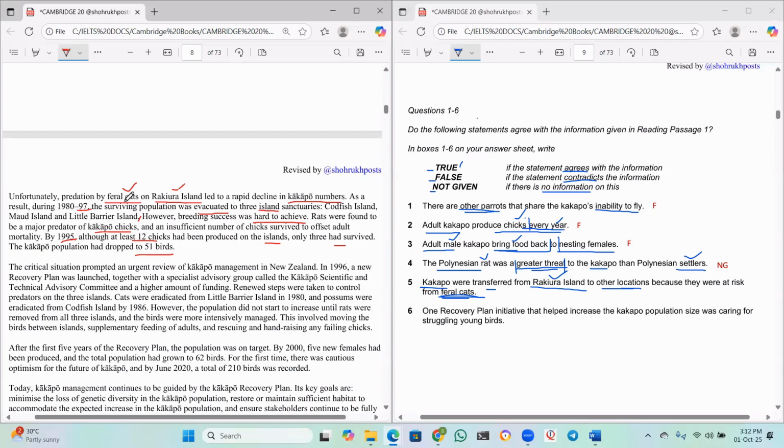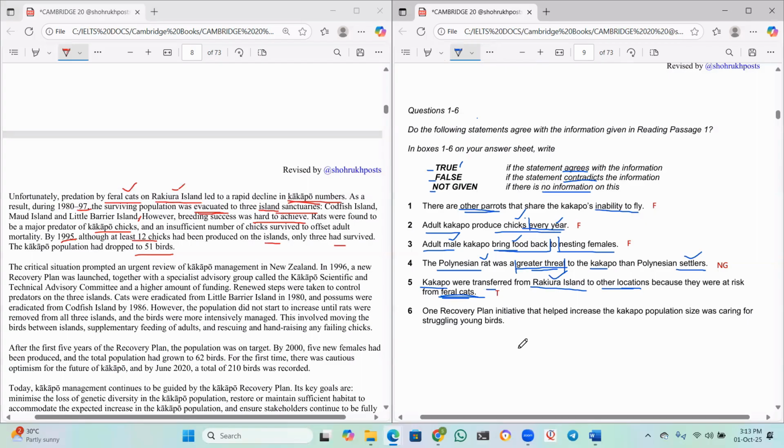See, predation by feral cats on Rakiura Island led to the rapid decline in numbers. So, as a result, the surviving population was evacuated to three island sanctuaries. Yes. Means they were transferred to some other locations because they were at a risk from feral cats. Yes, this is exactly what is given in the paragraph, right? So what is our answer, guys? Our answer is true. Okay. So yeah, we are getting the answers one by one.